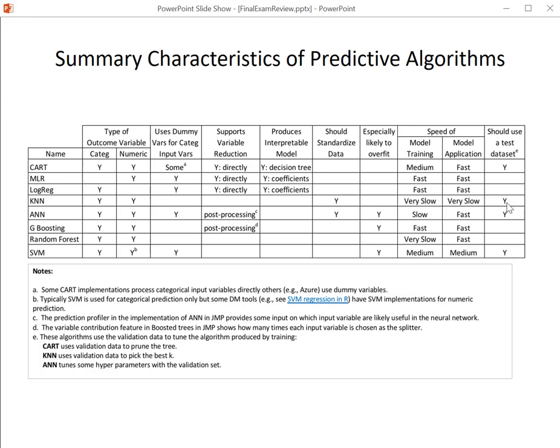KNN introduces overfitting by picking which K is the correct K. So when you use the validation data, you have to go through and determine which K is the best K. So you can introduce overfitting by having the validation data used for that purpose.